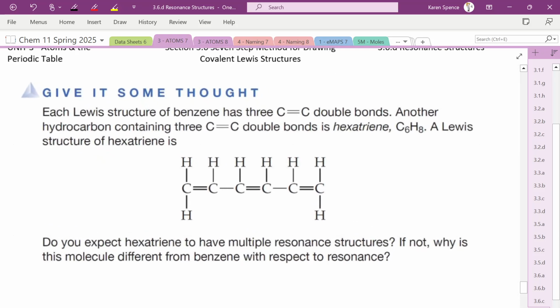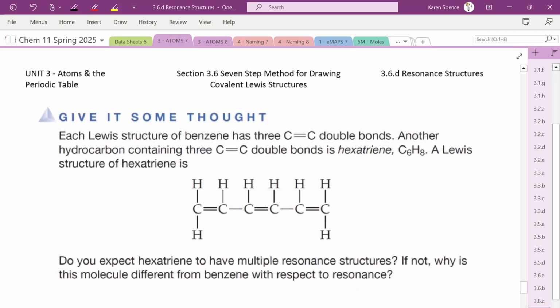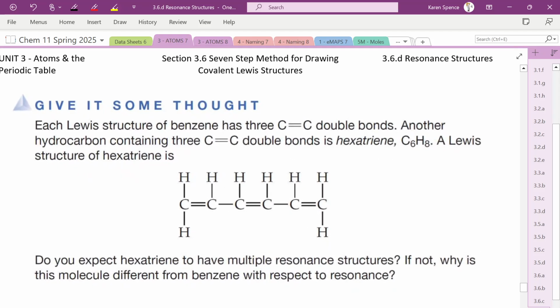All right, I would like you to take a look on the next page. Each Lewis structure of benzene has 3 carbon-carbon double bonds. Another hydrocarbon containing 3 carbon-carbon double bonds is hexatriene. So here we have our double bond, and our double bond. Do you think that hexatriene will have multiple resonance structures? Will we have resonance for that compound? Think about that. Chat with your neighbor.